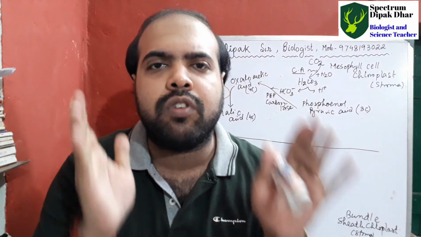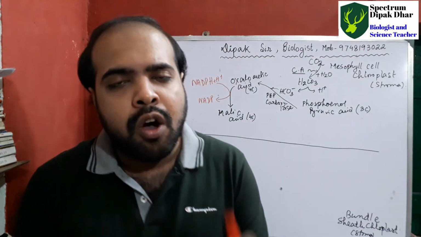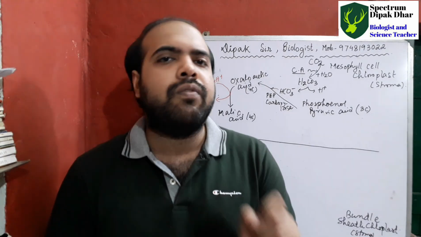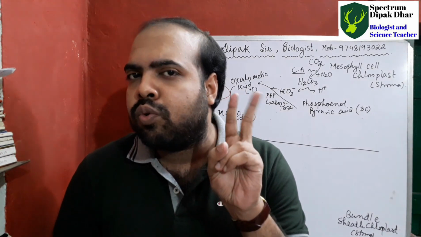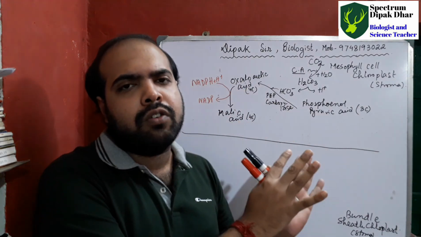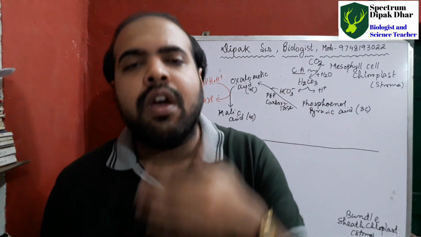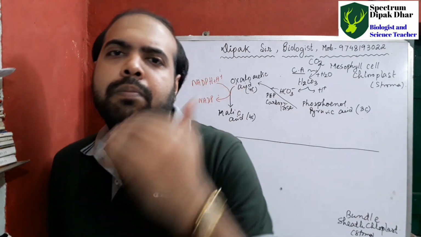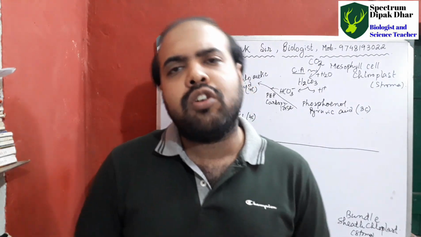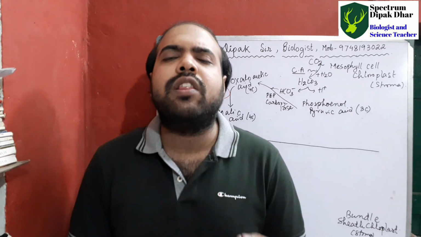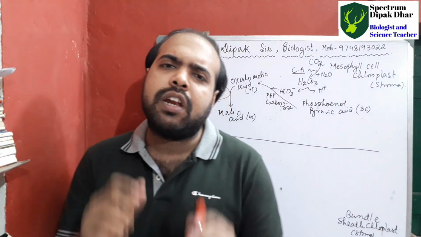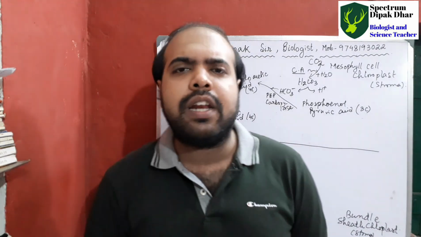Here is the most important event that is occurring only in case of C4 plants. That is the fixation of the carbon dioxide will be occurring in 2 different stages. One of them I have already discussed, that is the mesophyll cell chloroplast. Now I am going to discuss the processes involved in the bundle-sheath chloroplast. In the bundle-sheath chloroplast, there is the most important and a unique feature.